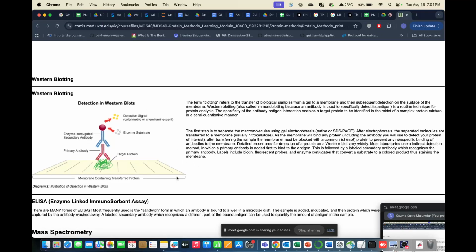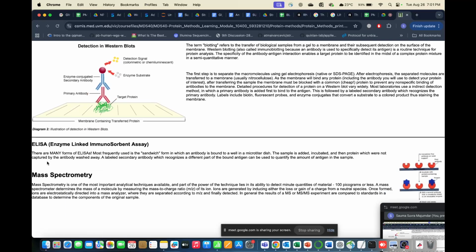Then you have techniques like Western blotting, which also uses antibodies, and you have a chemiluminescent signal, which after binding, you can detect if the binding has happened or not. And you have ELISA also, which is a most frequently used technique, and mass spectrometry. This is one of the most important analytical techniques available, and part of the power of the technique lies in its ability to detect minute quantities of material, which is 100 picograms or less.